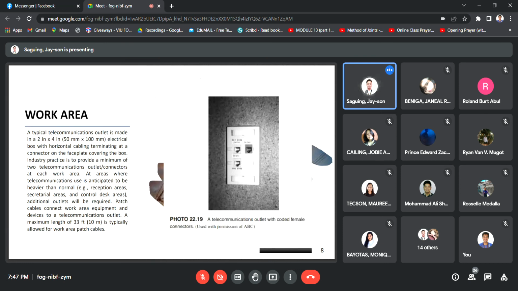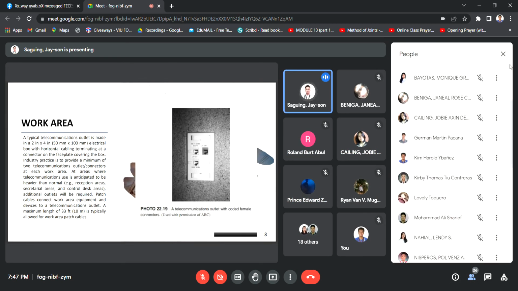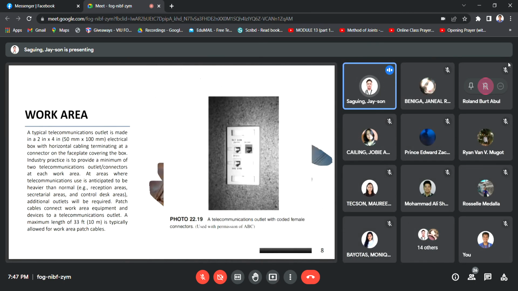The work area. A typical telecommunications outlet is made in a 2 inches by 4 inches or 50 millimeters by 100 millimeters electrical box with horizontal cabling terminating at a connector on the faceplate covering the box. It is necessary to consider the number and type of devices to be connected when selecting the outlet, capabilities, and capacity.